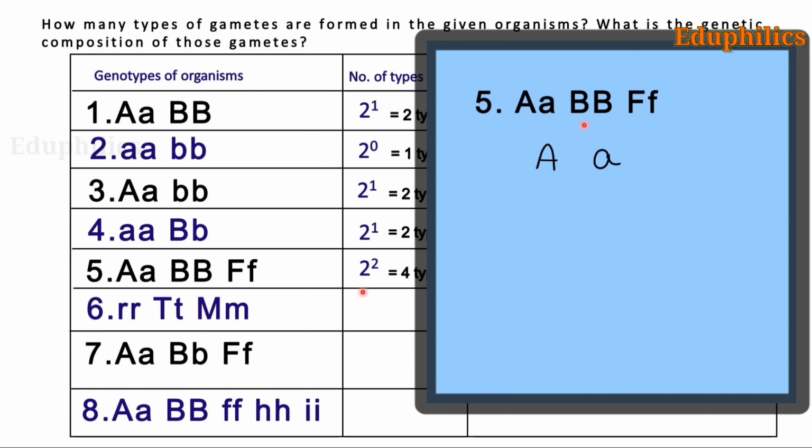In the second allelic pair, both alleles are similar. So we are going to write only one branch. In the third allelic pair, both alleles are different. One is dominant and the other is recessive. So we are going to write two branches.